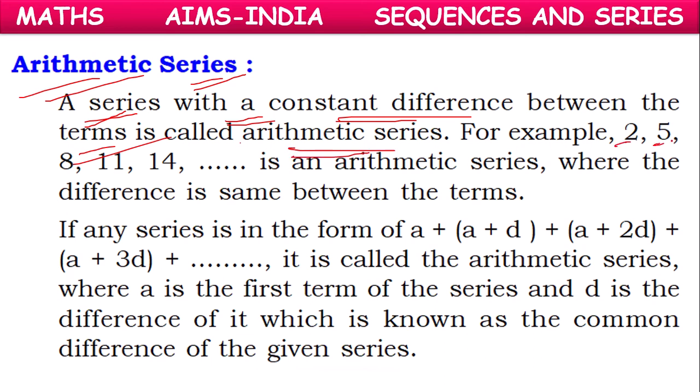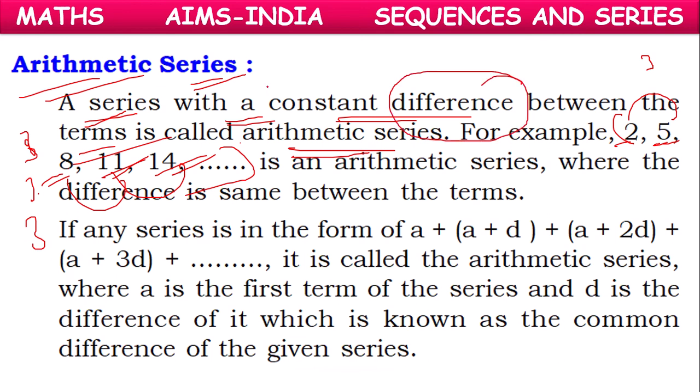For example, 2, 5, 8, 11, 14. Suppose we have a sequence like this. In this sequence, if you see the difference between any 2 terms, 2, 5, difference is 3, 5, 8, difference is 3, 8, 11, difference is 3, 11, 14, difference is 3. So the difference between any 2 terms of the given sequence is constant. So this kind of series is known as arithmetic series.